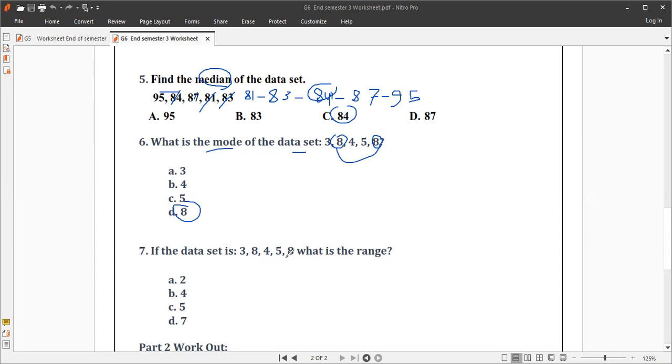If the data set is 3, 8, 4, 5, 8, what is the range? The range is the highest number, which is 8, minus the smallest number, which is 3. 8 minus 3 equals 5. As you can see, the range should not be one of the values. So the answer is C.